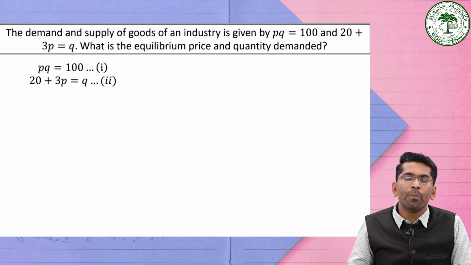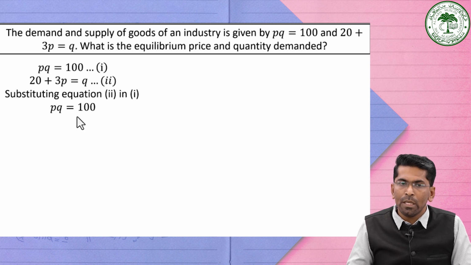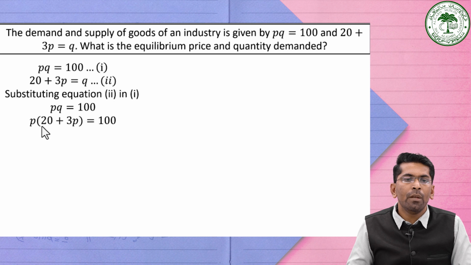Equation number 2 is already solved for Q, so Q is directly given. We will substitute Q equal to 20 plus 3P into equation number 1. Equation number 1 is PQ equal to 100. Instead of Q, I am substituting 20 plus 3P. It will become P into 20 plus 3P, which is equal to 100.